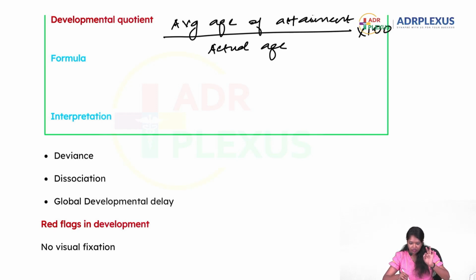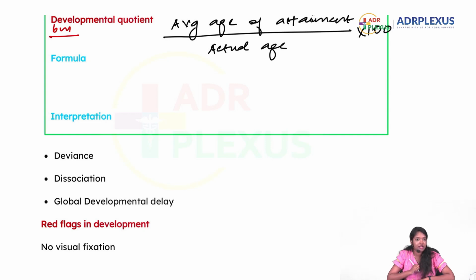Very simple. You would have seen cases of developmental delay and cerebral palsy. So to know whether there is a delay or not, we are using this development quotient. For example, there is a 2-year-old child. The child is able to sit with support. That's all. The child is not able to stand or walk, but the age is 2 years. Now, what is the average age of attainment? Average age of attainment is what the baby is doing right now. Sit with support. Sit with support corresponds to which age? 6 months. So 6 months is the average age of attainment.